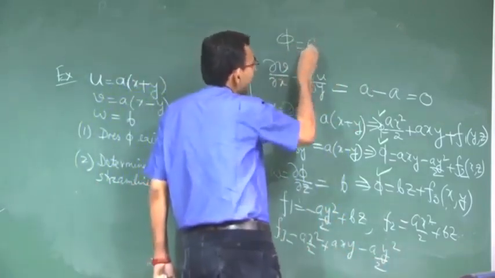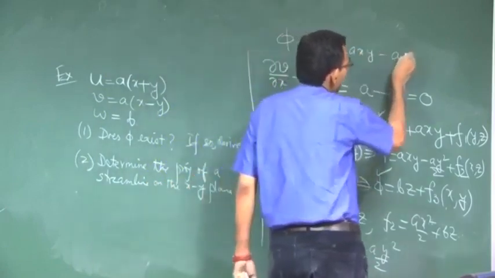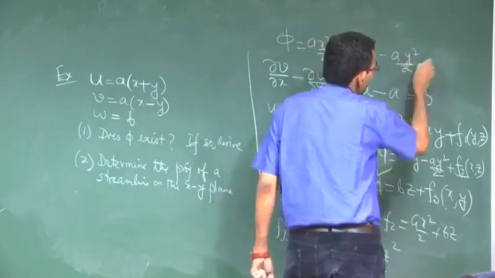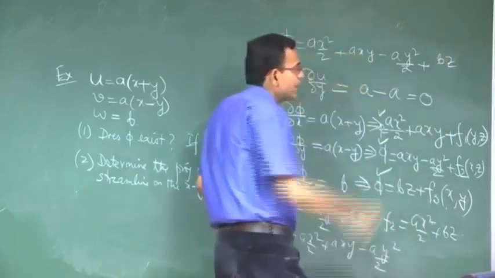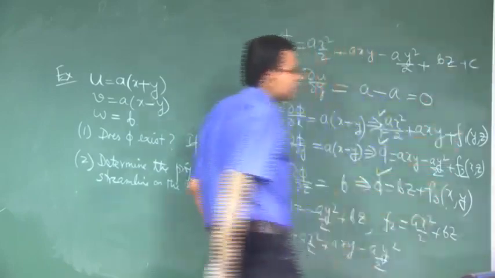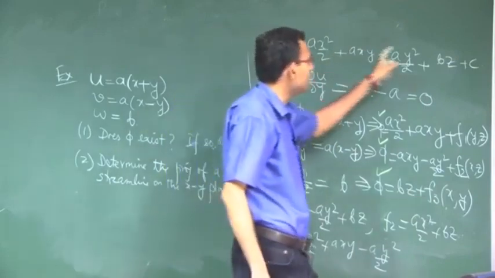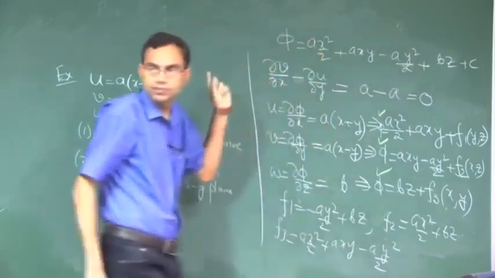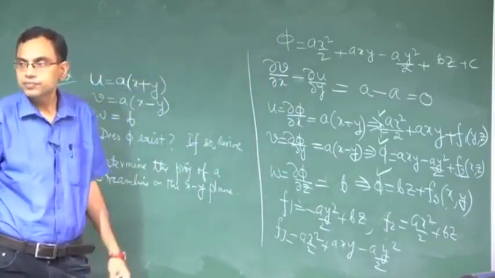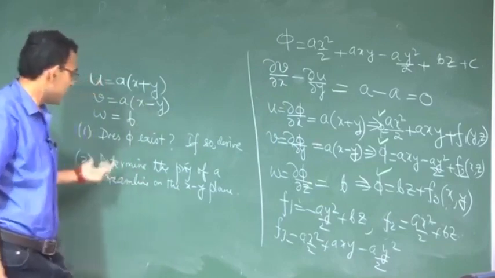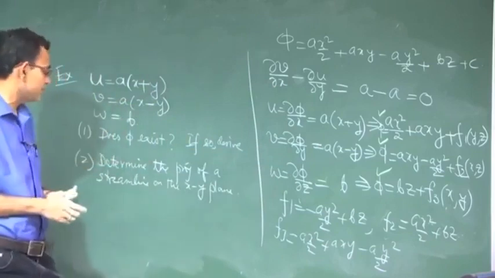So, what is phi? Phi is ax square by 2 plus axy minus ay square by 2 plus bz. You can add a constant, but this constant can be set to 0 by choosing the reference that at x, y, z equal to 0, phi is 0. You can choose an arbitrary reference and then set the value of c. Okay. The second part, I will not go through such detailed calculation, but I will just give you an outline.